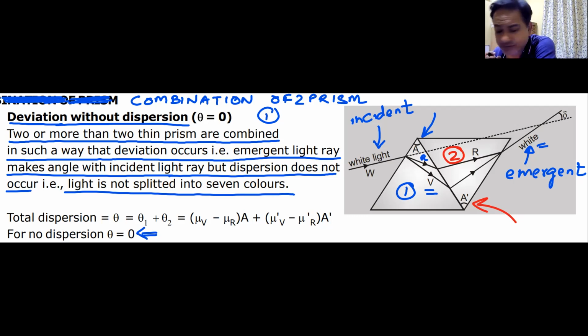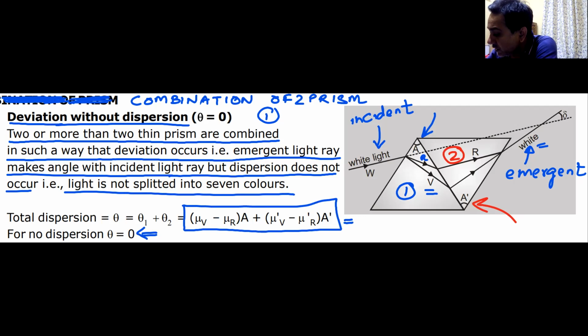so angular dispersion theta is 0. Total dispersion is theta 1 plus theta 2. So this entire quantity should be equal to 0. Do we understand this? Yes or no? This is what you will write. Then we will move on to the next thing.